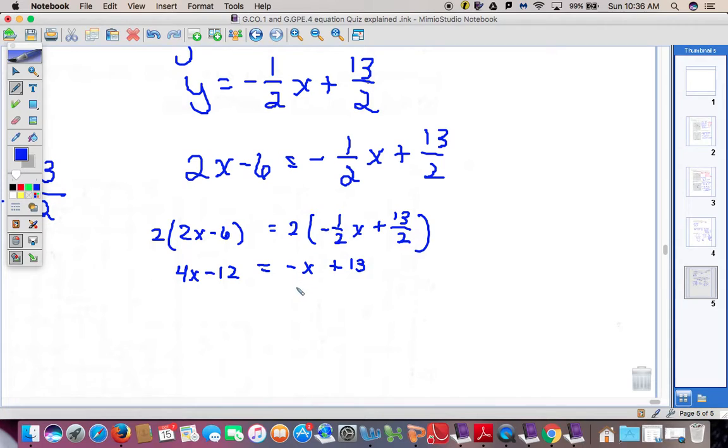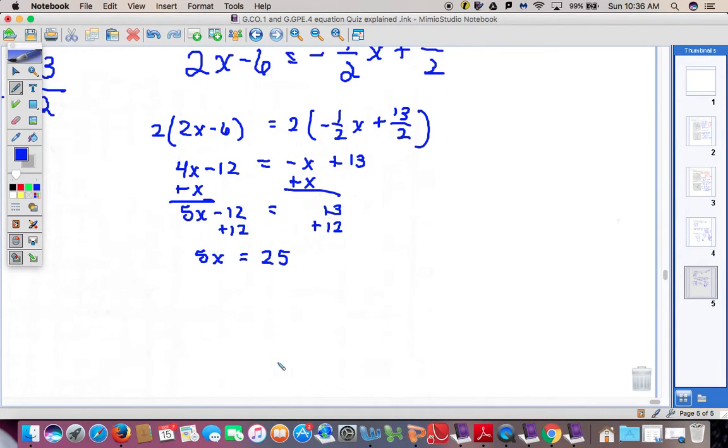Now I would move all my x's to one side, so isolate that variable term. So I would add x to each side. So I have 5x minus 12 equals 13. And then I would add 12 to each side. So I get 5x equals 25. And then you would divide both sides by 5 to solve for x. So you have your x value, but you need your y value as well.